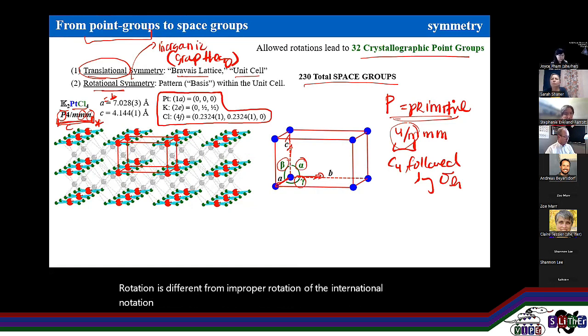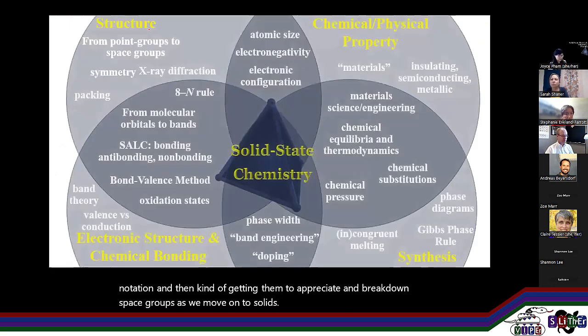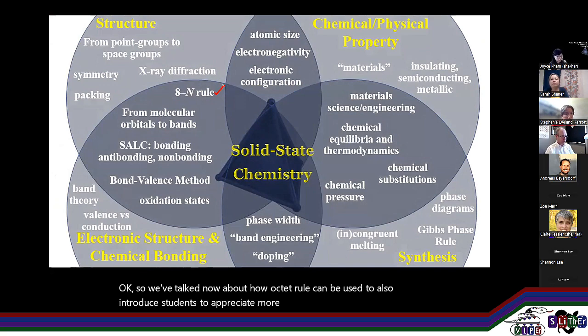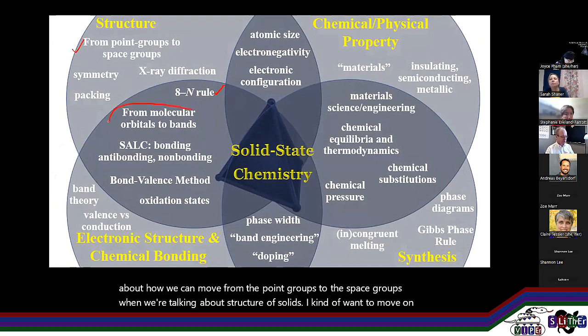And then kind of getting them to appreciate and break down space groups as we move on to solids. Okay, so we've talked now about how the octet rule can be used to introduce students to appreciate more about solids. Then we talked about how we can move from the point groups to the space groups when we're talking about structure of solids. I kind of want to move on to this other component now.